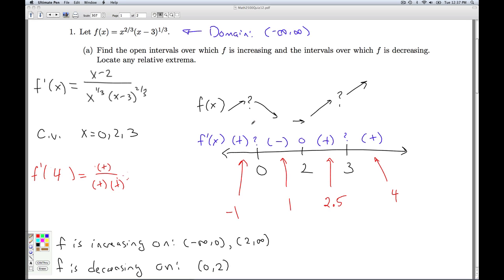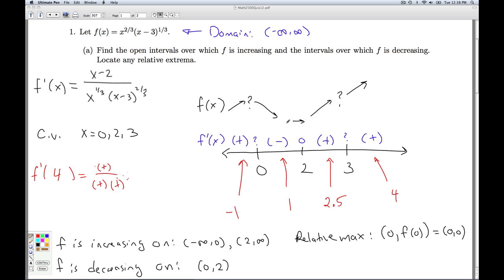Now, I look at where the function changed from increasing to decreasing. It changed at x equals 0. Is x equals 0 in the domain of the original function? The answer is yes. That means we have a relative extremum there. What kind of extremum? It goes from increasing to decreasing. So we have a relative max at 0, comma f at 0. If I plug in f of 0, I get 0. So relative max at the point 0, 0.